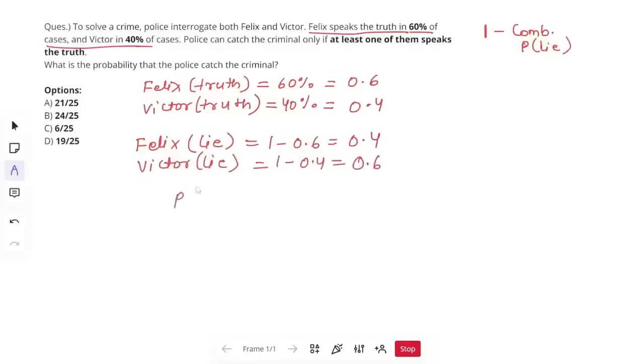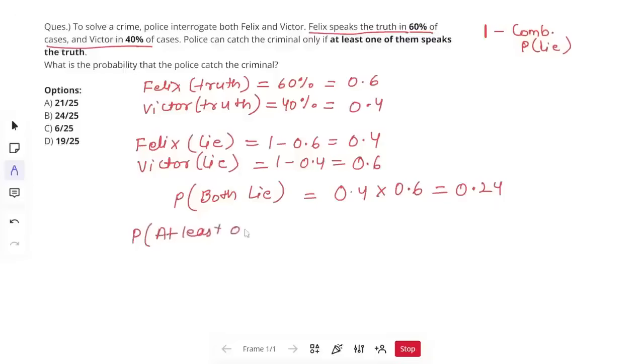Now what we will do, we will combine both the lie probabilities, because I told you we need to subtract it from the total, which is 1. So the probability of combined lies will be 0.4 multiplied by 0.6. That is going to give us 0.24. Now we have the combined lies. Now the final answer we are finding out is the probability that at least one person speaks truth.